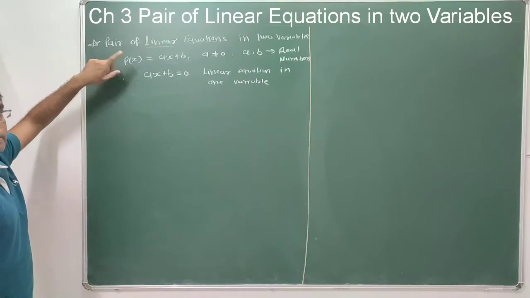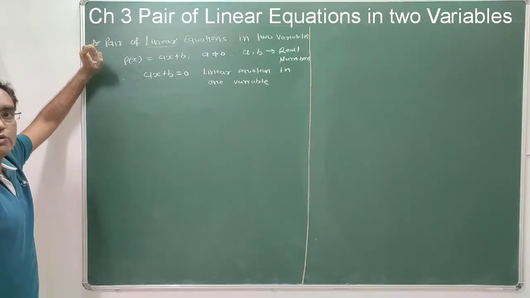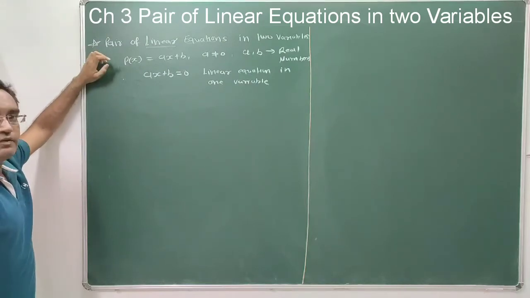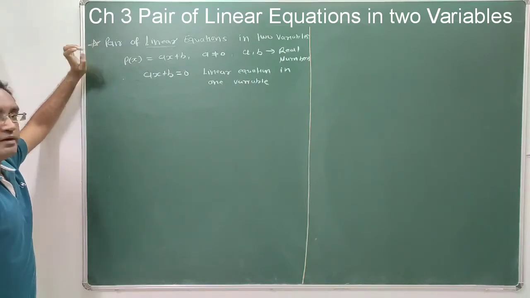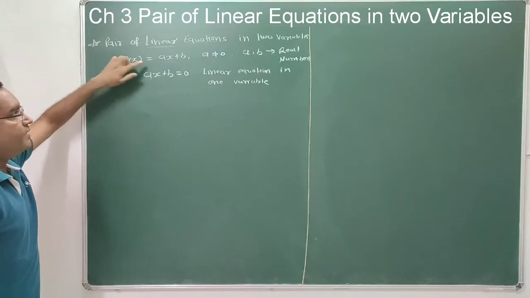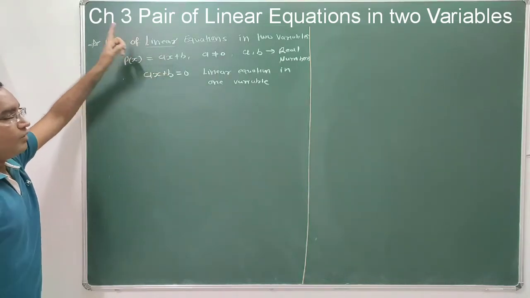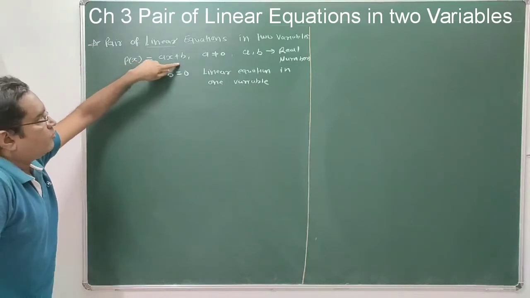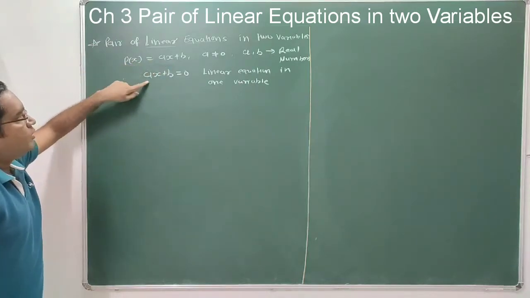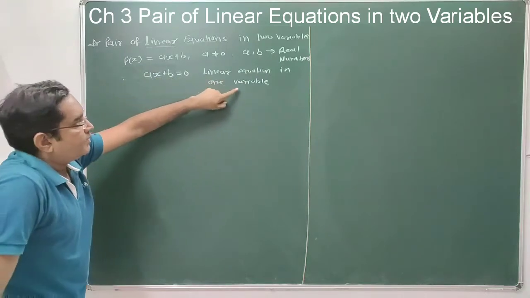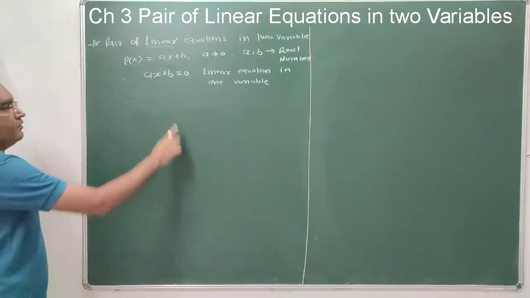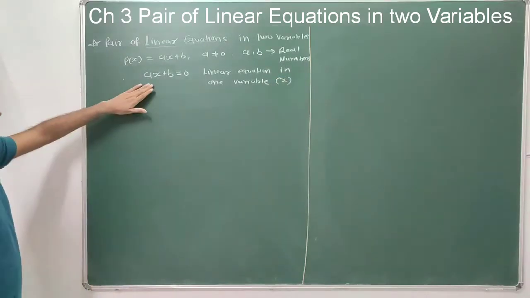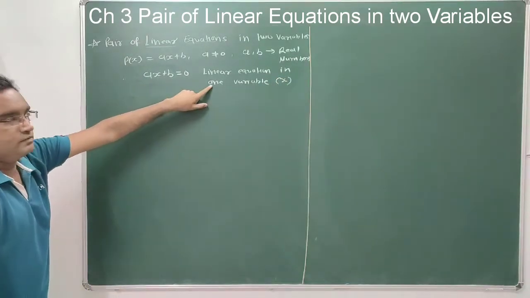Up to now, we have started from the basic mathematical quantities. Two types of mathematical quantities were there, constants and variables. Then we defined terms, then algebraic expressions, then polynomials. This is one linear polynomial of variable x. By comparing this polynomial with 0, we get one linear equation in one variable. That one variable is nothing but x.